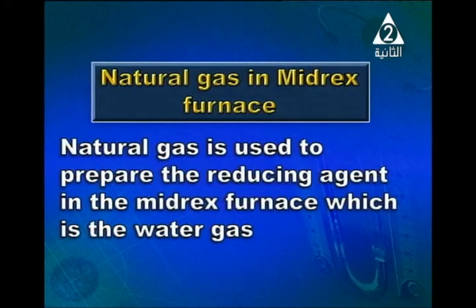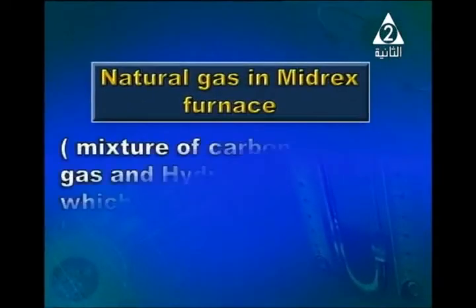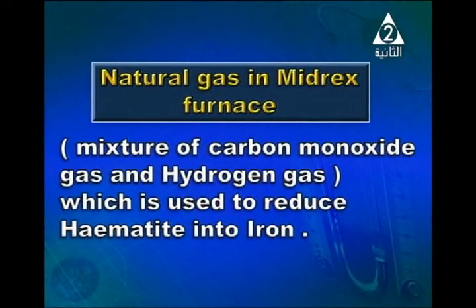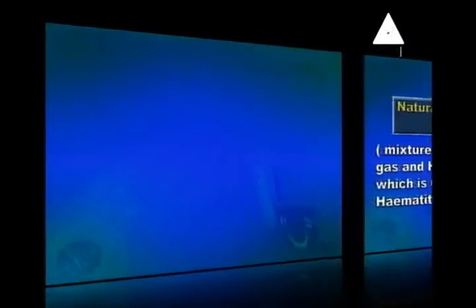What is the role of natural gas in the Midrex furnace? Natural gas is used to prepare the reducing agent of the Midrex furnace, which is water gas, a mixture of carbon monoxide and hydrogen gas, which is used to reduce hematite into iron. Let's see these equations.